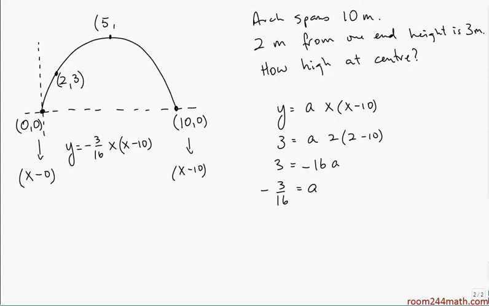And now, to find the height of the arch at the center, we just plug in an x value of 5. So we get y equals negative 3/16 times 5 times (5 minus 10), which is negative 5. So the negative times a negative becomes a positive, which is a good thing, because we're expecting a positive y value. And it's 25 times 3, so 75/16, which is a little bit bigger than 4.5. So a little bit bigger than 4.5 meters is the height of the arch at the center of it.